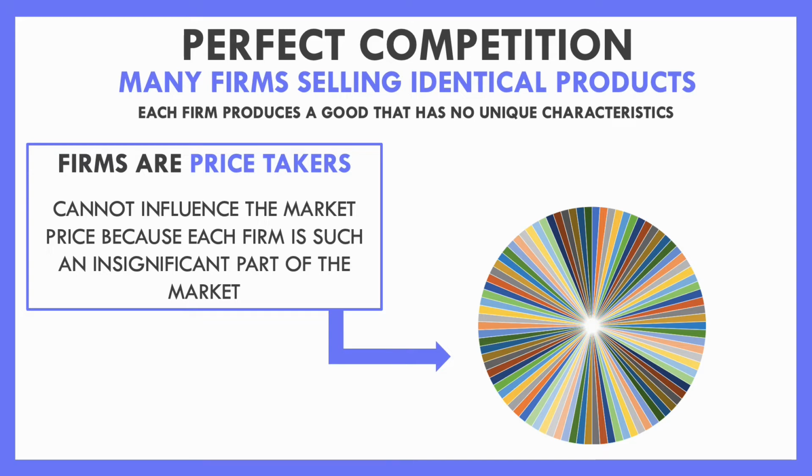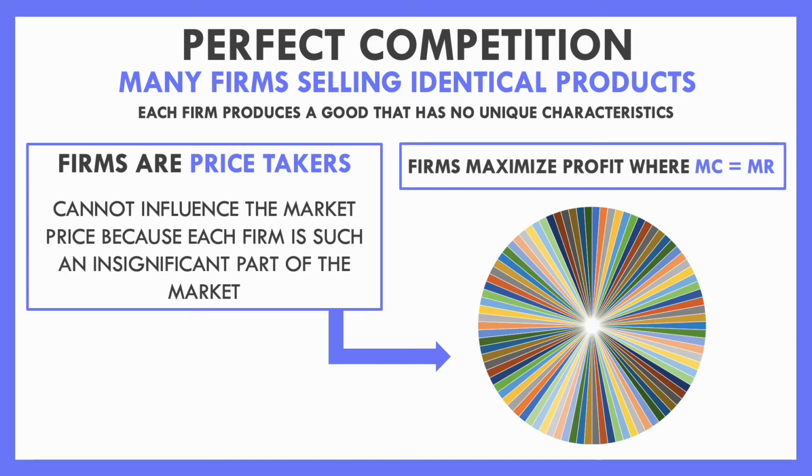And that's true for all of these companies represented by all these little slices of the pie. Now, what is true for all these companies is that they all do maximize their profit where marginal cost is equal to marginal revenue. That's going to be a characteristic that is not only true of this market, but of every single market type we see.